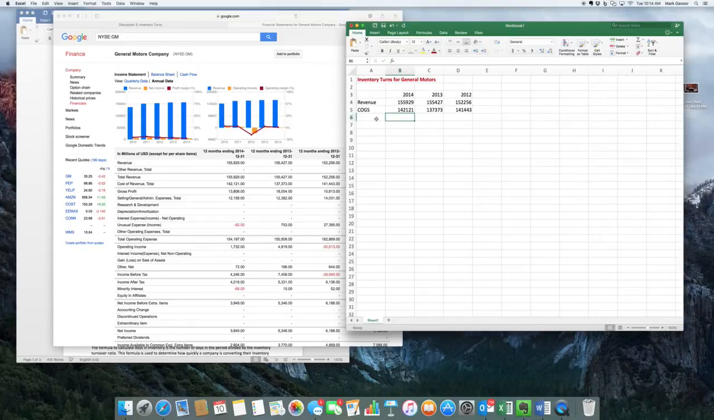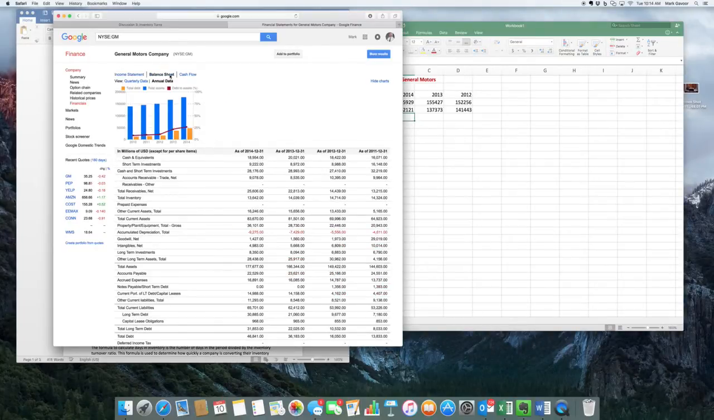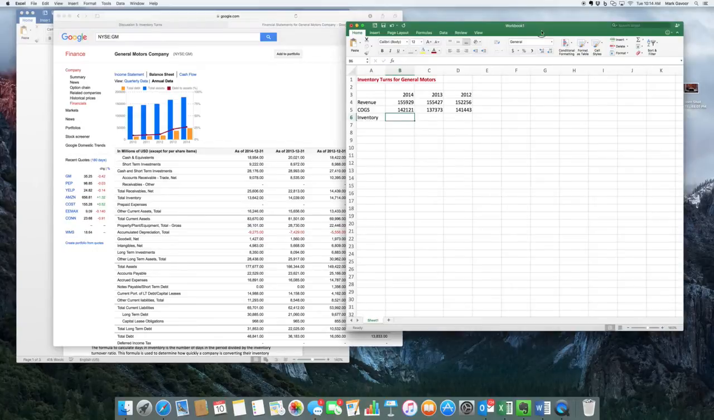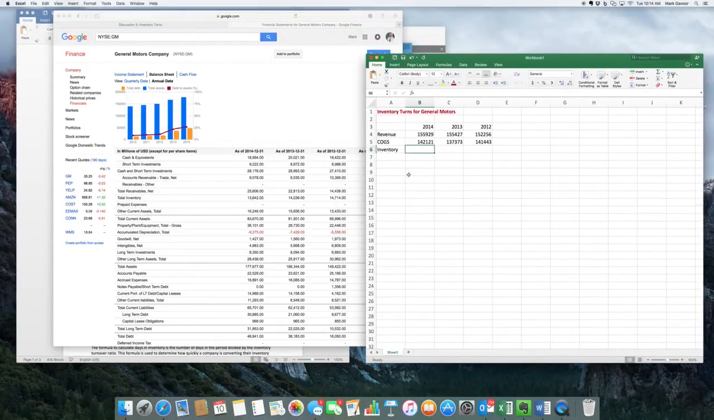What else do I need to make this calculation? I need inventory. And where would I find inventory? Inventory is on the balance sheet. And total inventory, this line right here. So for General Motors, what is my inventory for 3 years? I have the inventory, obviously, 13,642. $14,039 and 14,714.